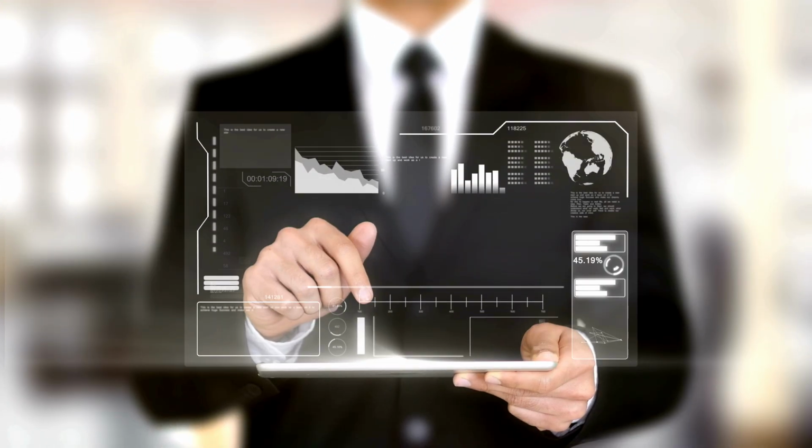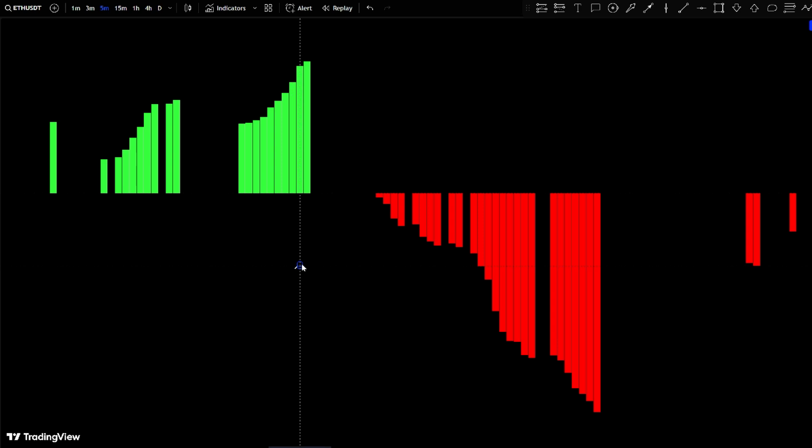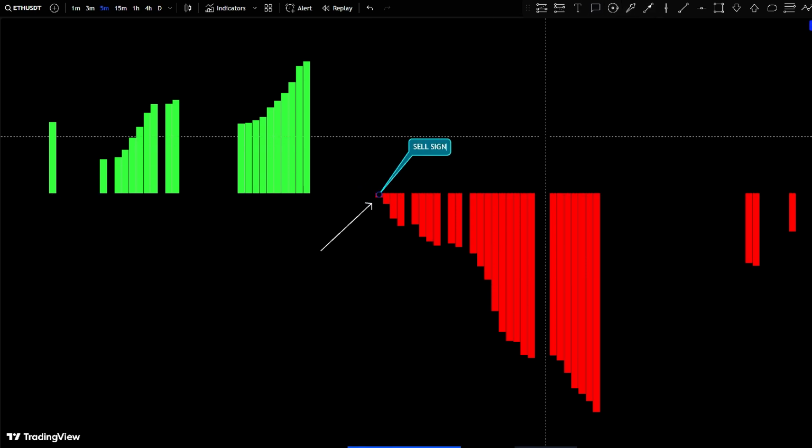Okay, now for the exciting part, how we actually make some money with this strategy. Remember, the MACD is our momentum indicator. Red histogram means bearish momentum. So when you see a red histogram pop up after a period of no histogram on the MACD, that's our sell signal. Draw a vertical line on the first red bar to mark your signal candle on the main chart.